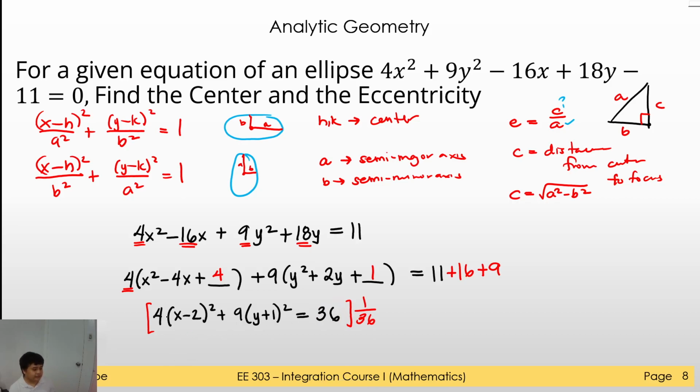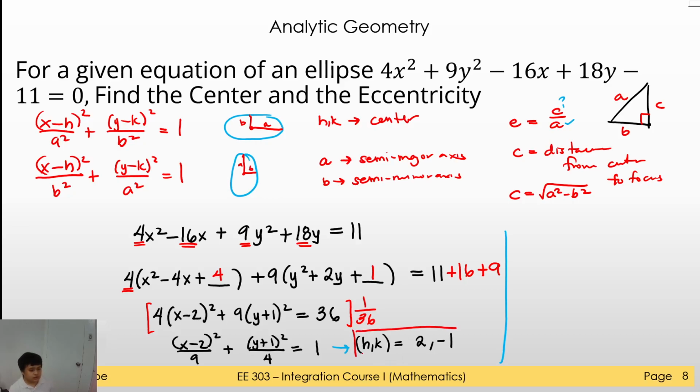So we have here 4 over 36. So this will become what? This will be 9. So we have (x minus 2) squared over 9, plus (y plus 1) squared over 4, equals 36 over 36, which is 1. Therefore, we can already see here that your h and k, the center, is equal to 2 and negative 1. Okay, which is your center.